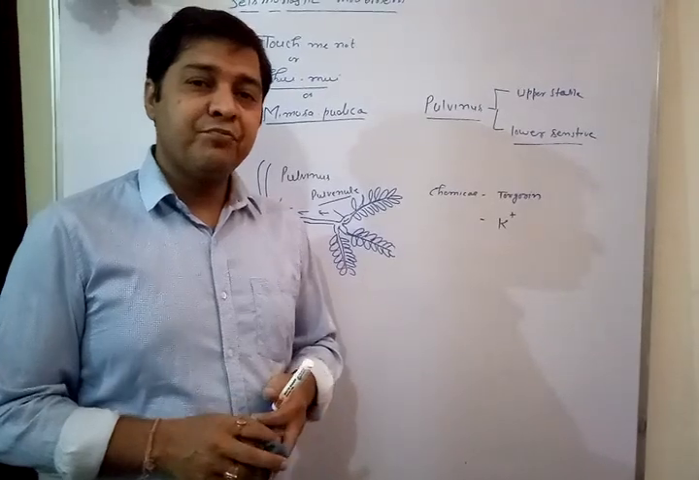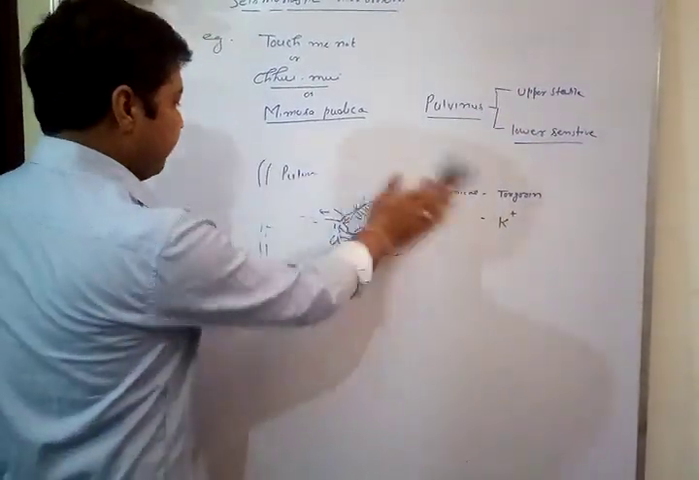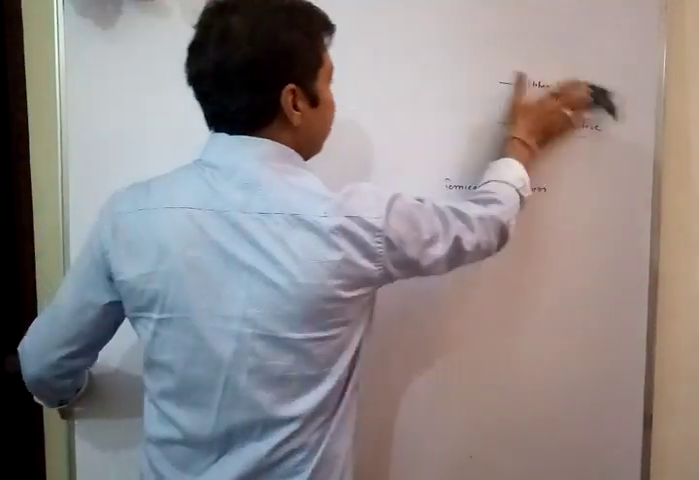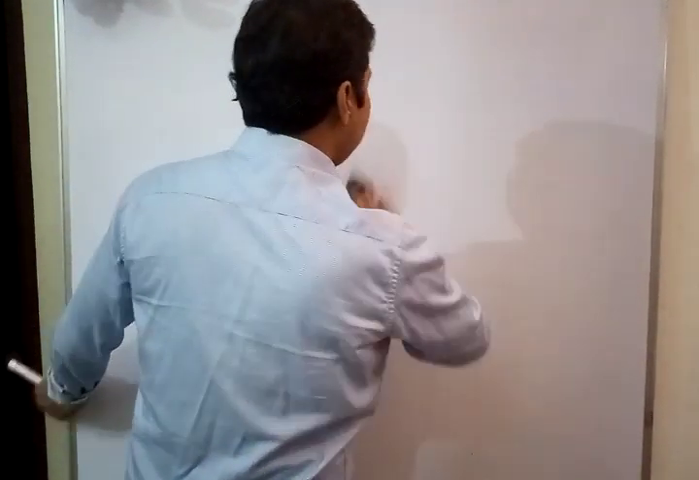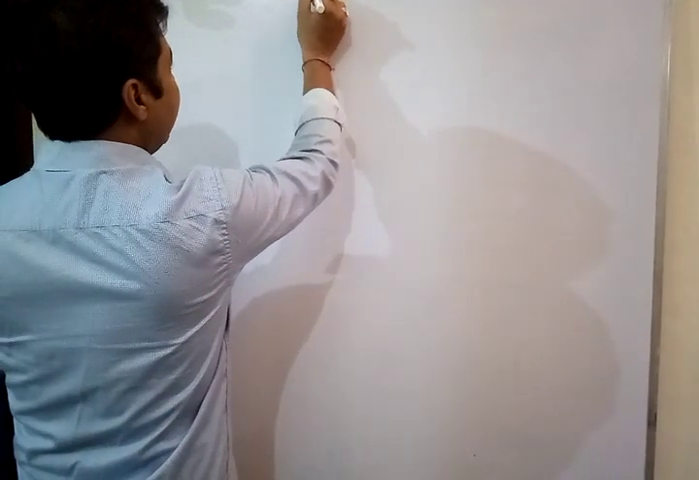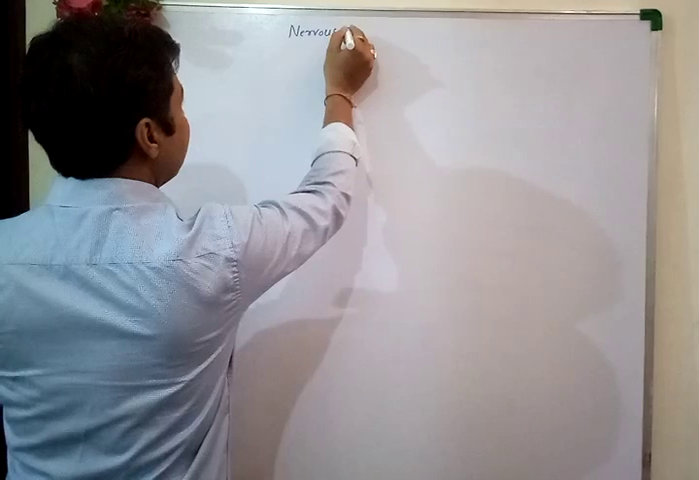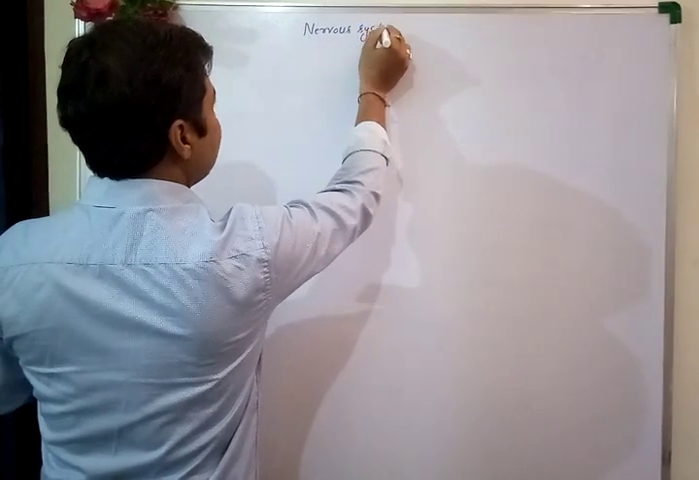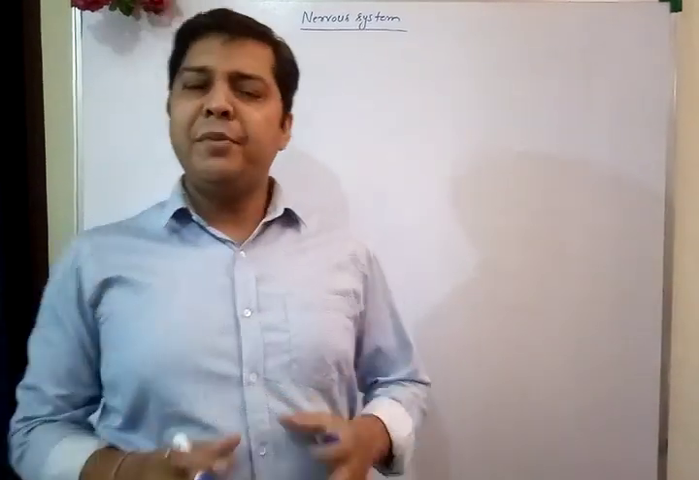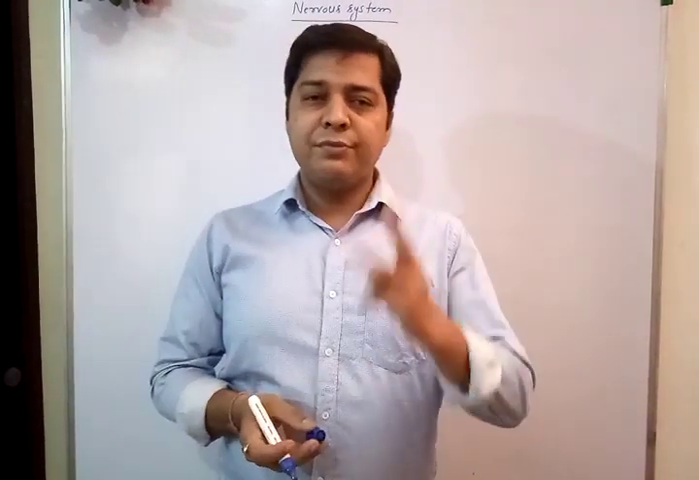Now moving to the nervous system, children. In the last video I explained the structure of the neuron, how the nerve impulses move through the cyton and axon. Today we'll see about the nervous system. It's very important. See children, the nervous system is a system of so many neurons present inside the body. This nervous system is mainly of three types.